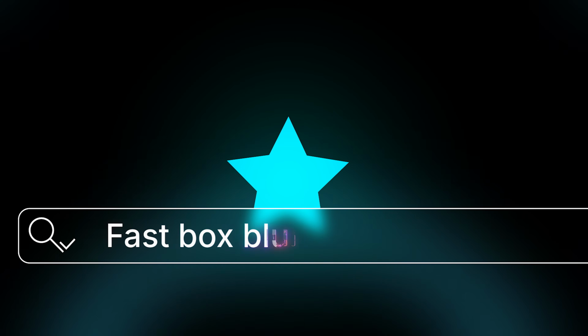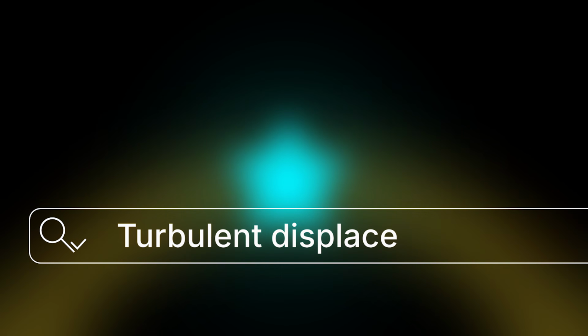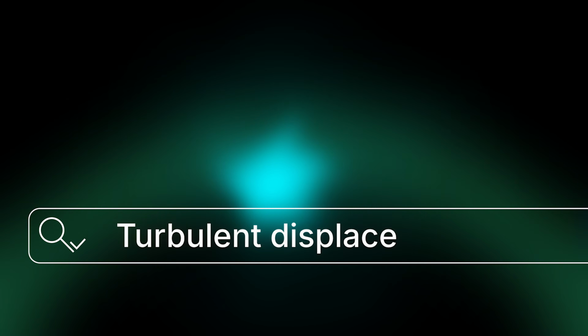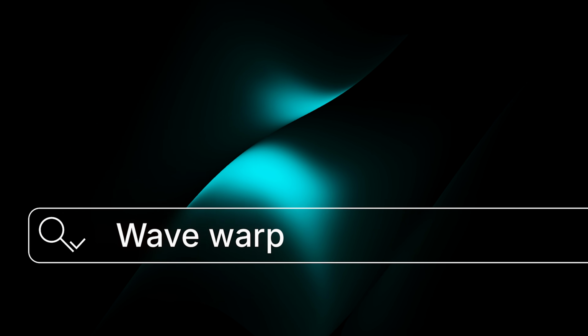There are 3 main effects that really matter here. First, the effect Box Blur. This one softens and blurs the shape. And then we have the Turbulent Displace, which destroys the shape in a really smooth, nice-looking way. You can also add an expression to give it constant motion. And finally, the Wave Warp, which makes the whole thing feel like a wave is passing through it. And that is the foundation for SaaS backgrounds. Now let's build a few examples.